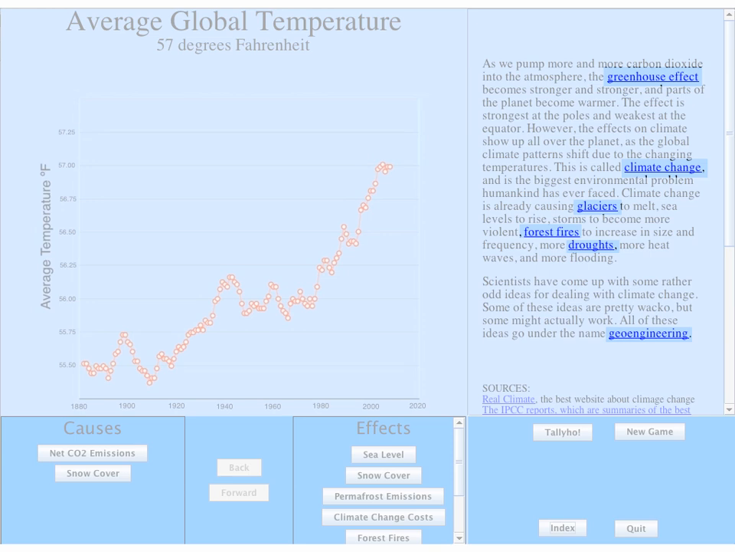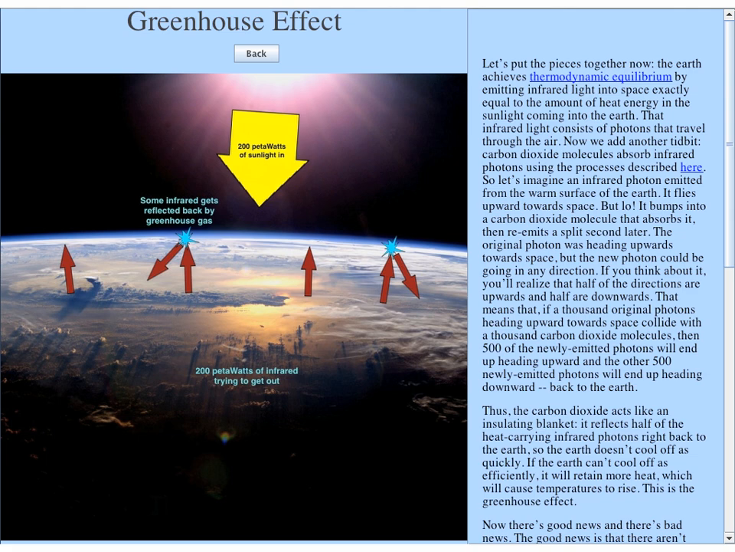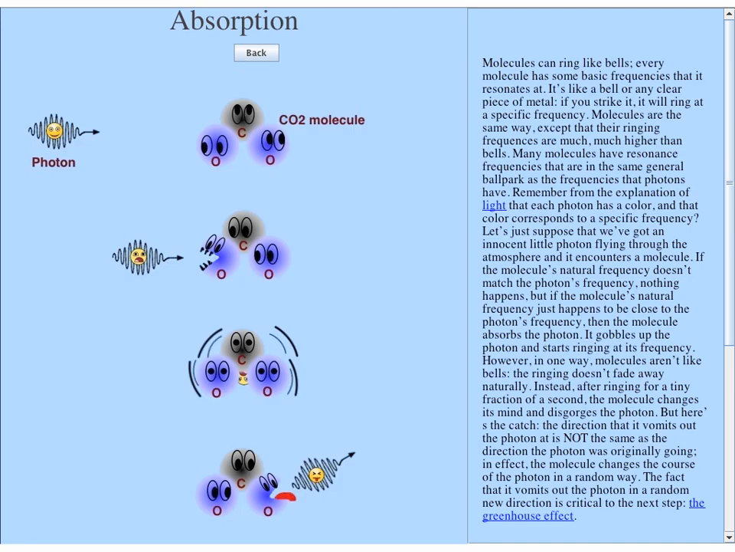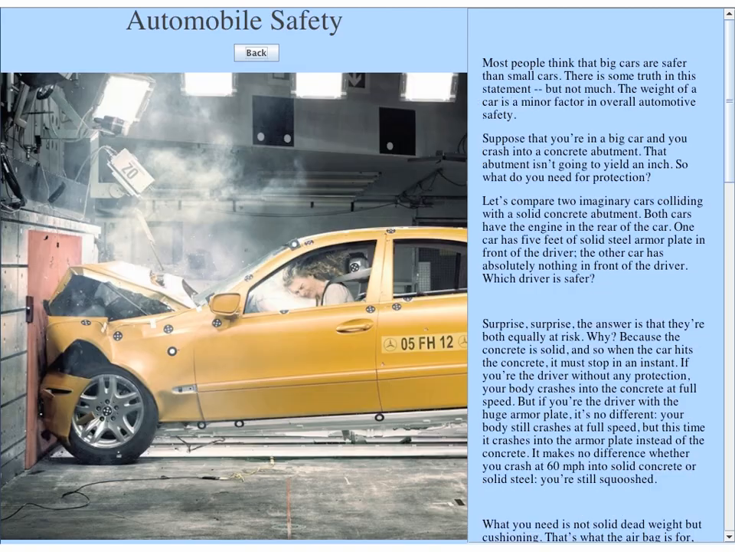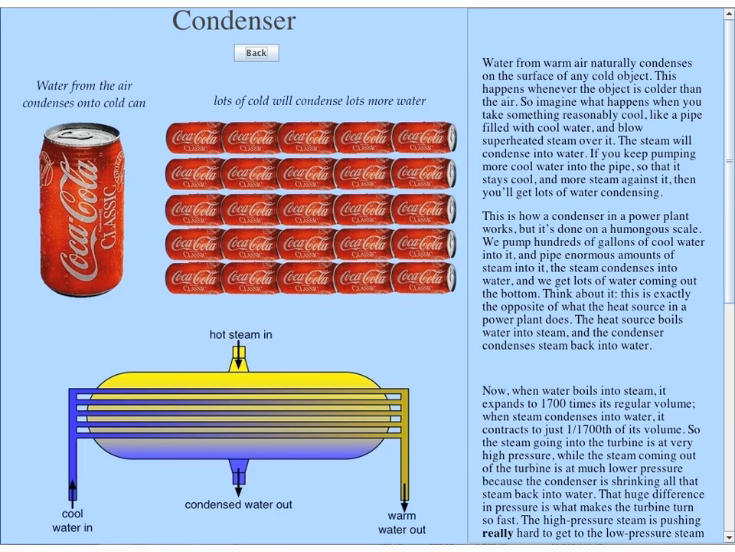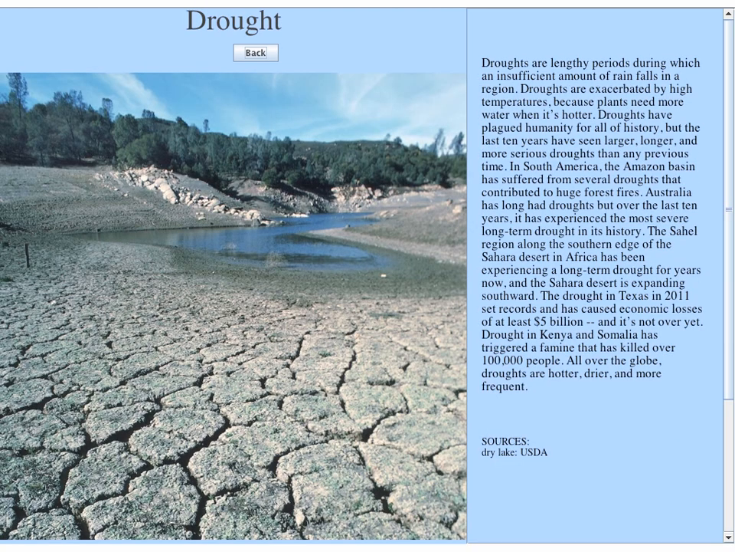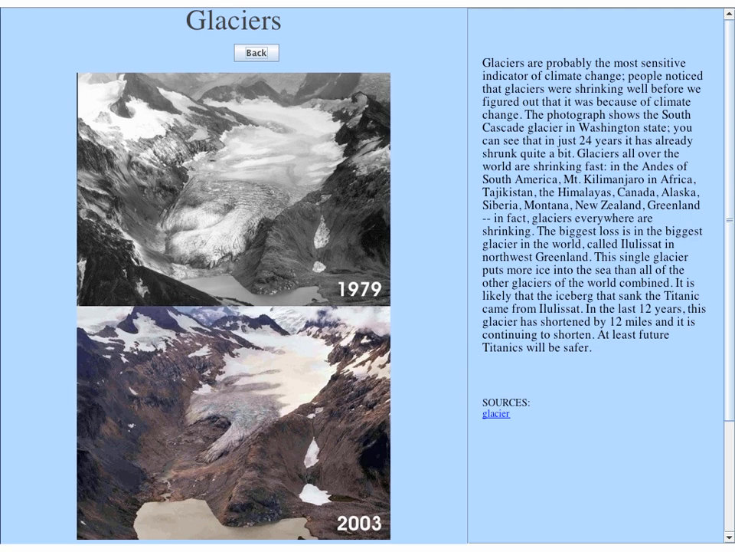By clicking on one of the links presented in the core text, you can look at a backgrounder explaining some of the physical forces at work. You can follow these backgrounders quite deeply, exploring such issues as the absorption of light or light itself. There are many of these: automobile safety, bicycling, condensers, drought, fracking, and glaciers, among many others.